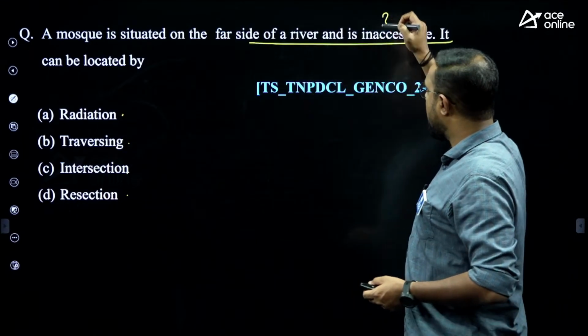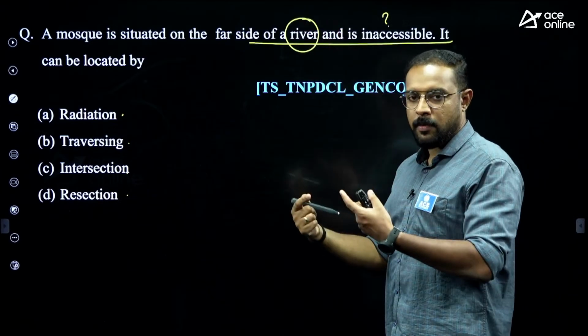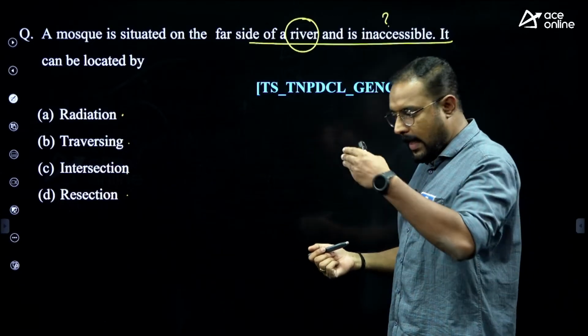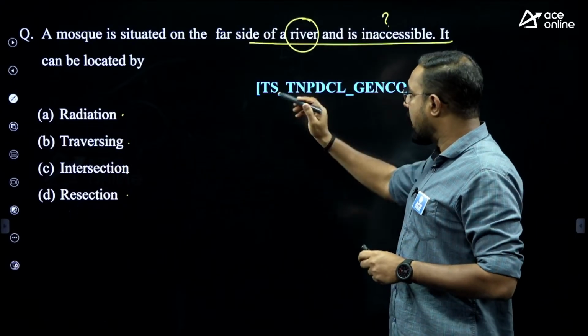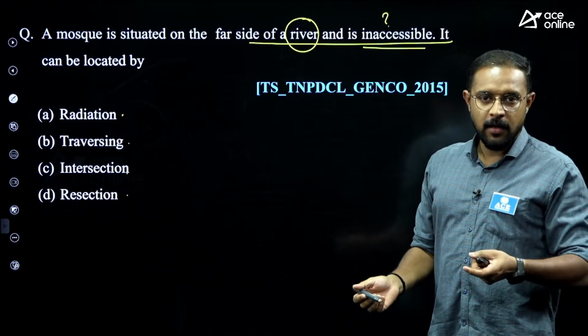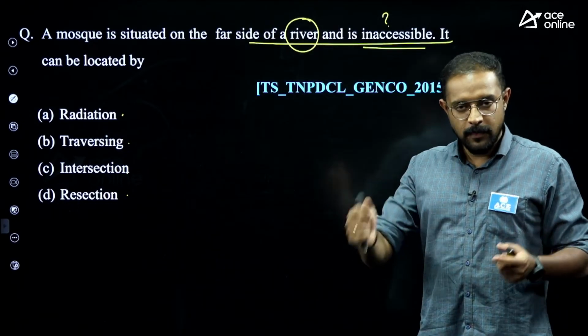So you see, here the condition is that you have a river. River means what is possible? Intervisibility is there, yes or no? Absolutely yes. Standing on one side of the river, you can see the other side. So intervisibility is there, but what is not there? Accessibility is not there, which means I cannot put a chain through that particular river, yes or no? Yes.